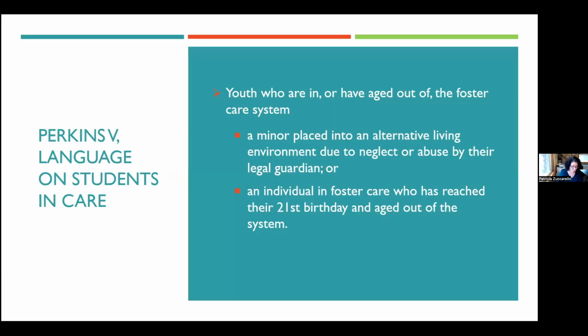And then similarly, for youth who are considered students in care, again, similar language to what we see in the House Liaison statute, right? So they are either in or have aged out of the foster care system, or they're in an alternative living environment due to a situation with their legal guardian, or they've reached their 21st birthday and have aged out of the system, but they're still covered under House Liaison work, and also under Perkins 5 eligibility as a special population.